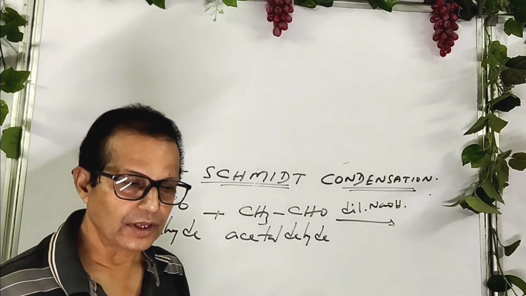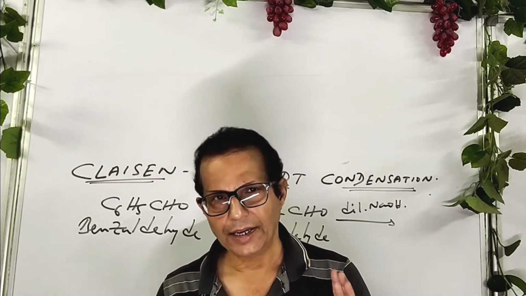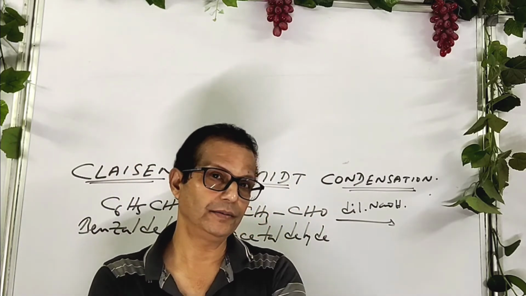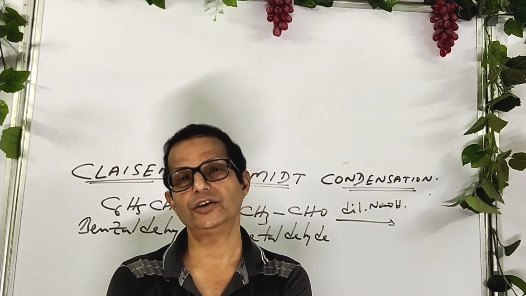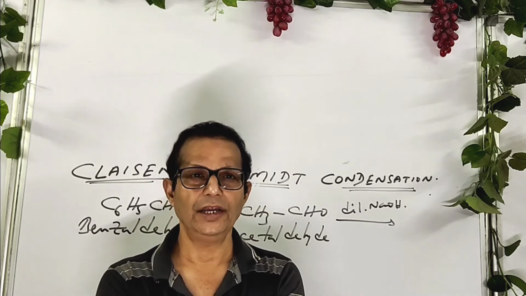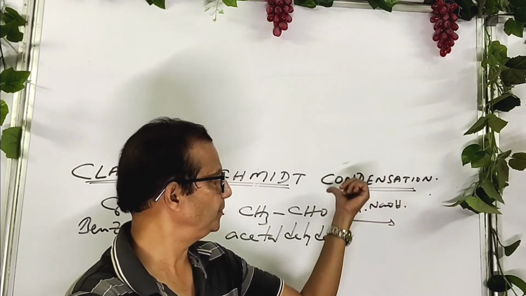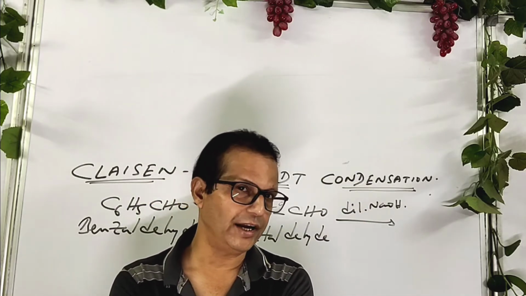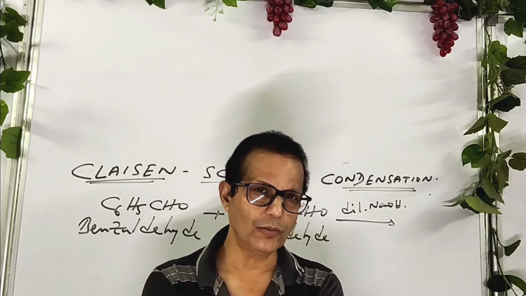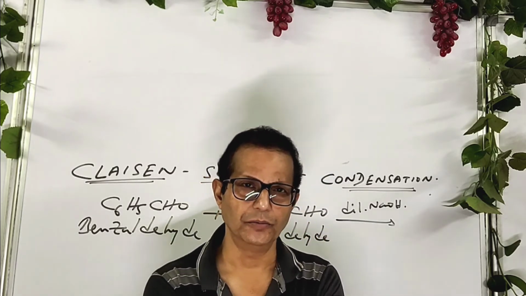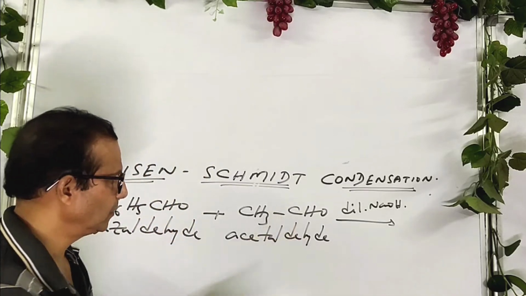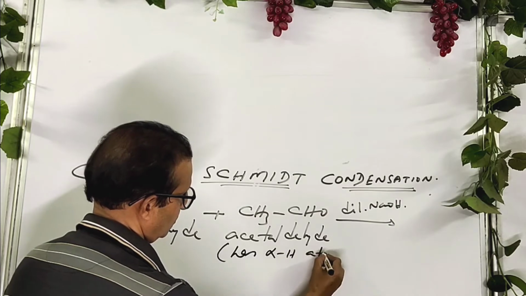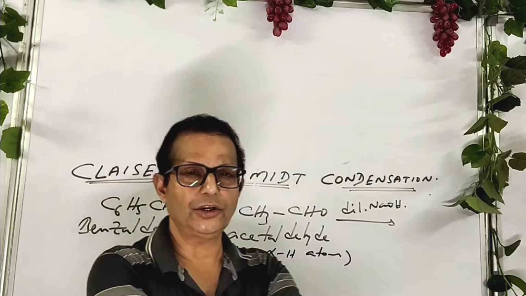Can you tell me, is this a type of Cannizzaro reaction or aldol condensation? See, this is a type of aldol condensation reaction because the reaction occurs in the presence of dilute alkali, and because one of the compounds contains alpha hydrogen atoms. So aldol condensation takes place.